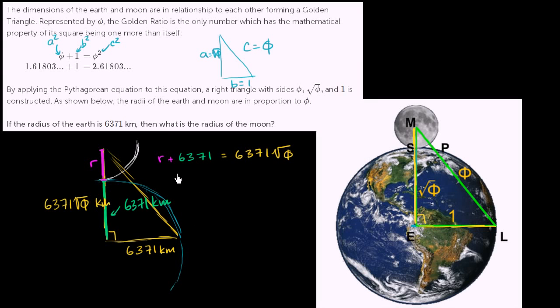Well, now we just have to solve for r. We could subtract 6,371 from both sides, and we get r is equal to 6,371 times the square root of phi minus 6,371. And if we want, we could factor a 6,371 from both of those terms, and we would get r is equal to 6,371 times the square root of phi minus 1, and we are done. And this is still pretty neat and pretty cool.